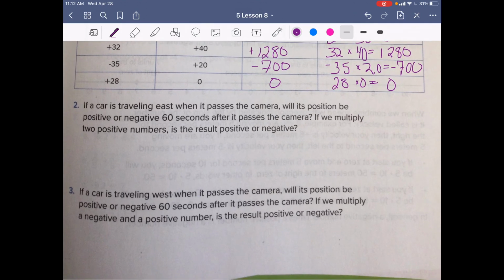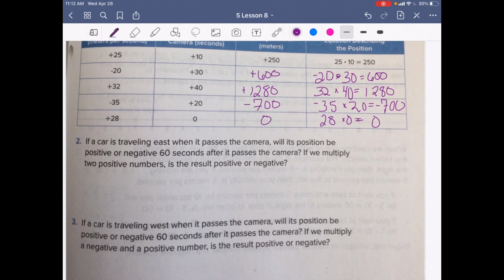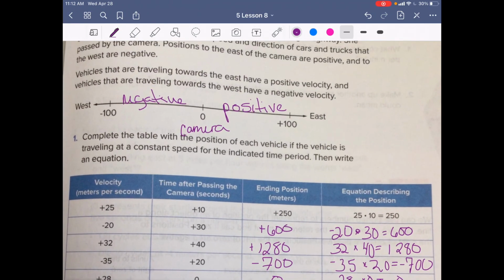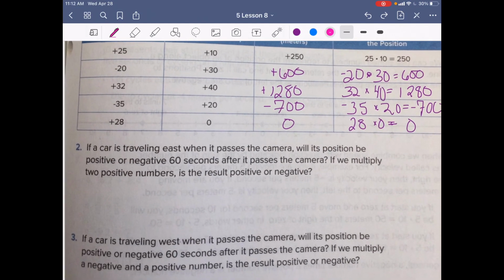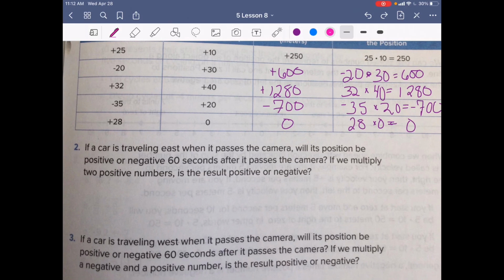Number 2, if a car is traveling east when it passes the camera, will its position be negative or positive 60 seconds after it passes the camera? So it's traveling east. So it's going in this direction. So would that be positive or would that be negative? That's right, it would be positive. So it would be positive 60 seconds after passing the camera.